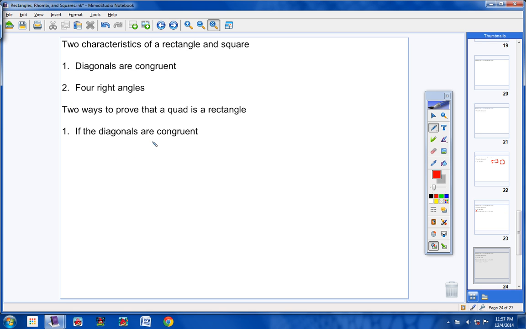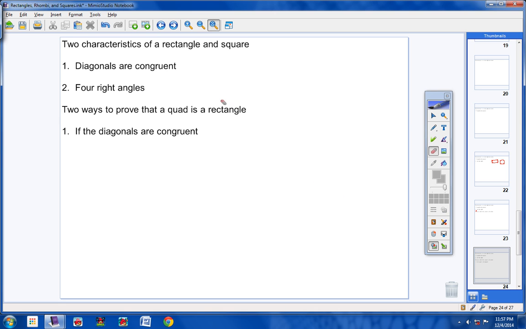If the diagonals are congruent. So if you have a quadrilateral and the diagonals are congruent, okay, then you know you have a rectangle. Now, could it be a square? It might be, but we don't know for sure. But we know for sure that it is a rectangle. So anytime you're given a quadrilateral and the diagonals are congruent, then you know right away you have a rectangle.